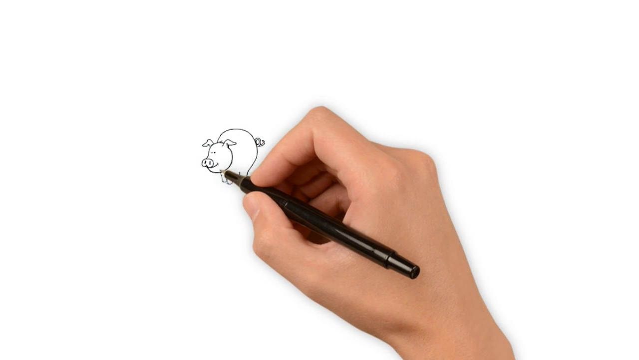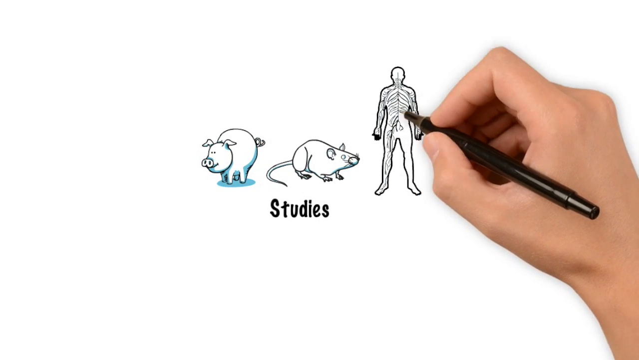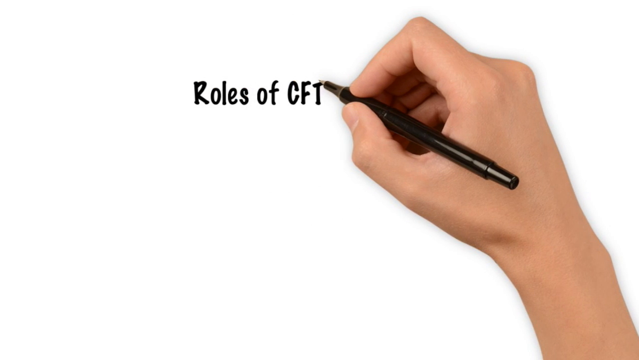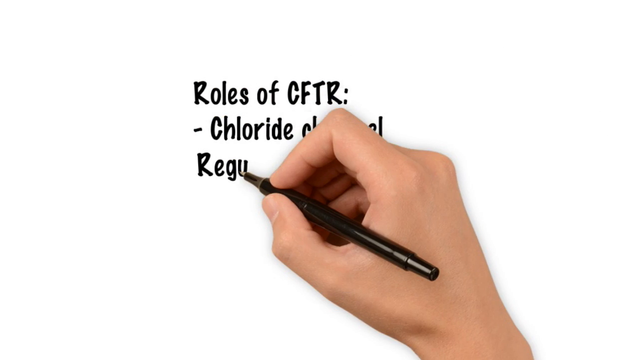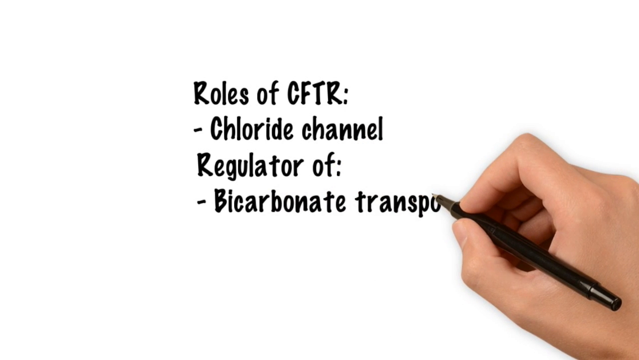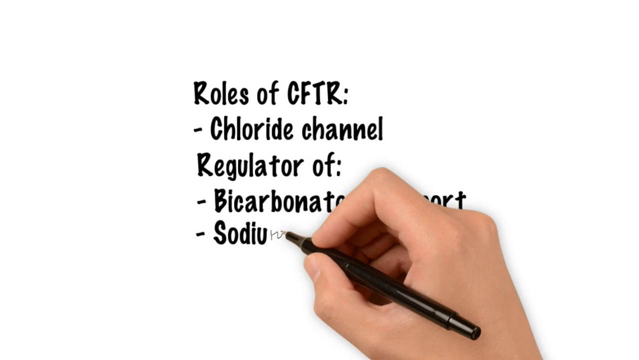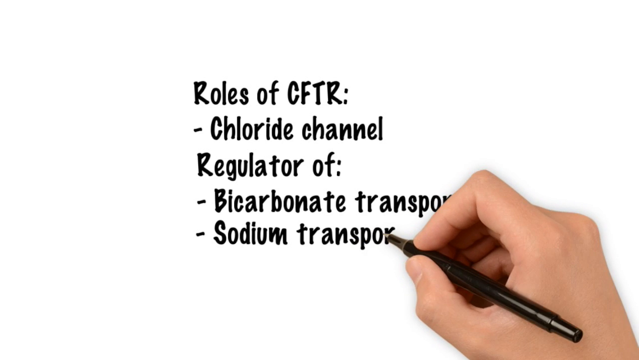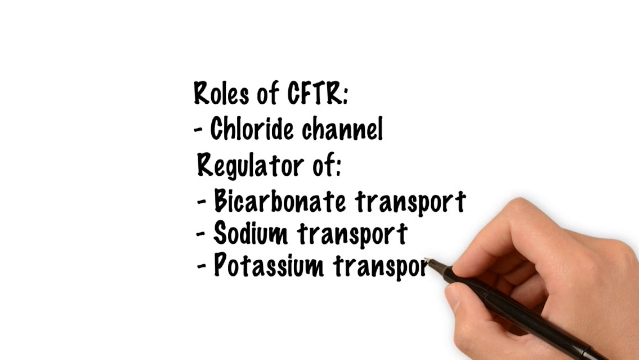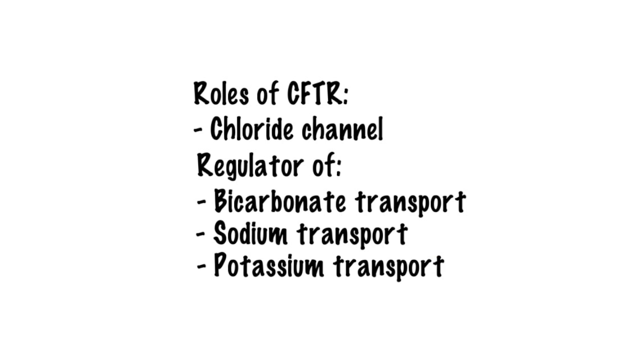Over the years, studies performed in pigs, rodents, and humans have provided evidence that, in addition to CFTR's role as a chloride channel, it is also an important regulator of bicarbonate transport via the Cl-HCO3 exchanger, sodium movement through the amiloride-sensitive Na+ channels, and potassium transfer via the ROMK-K+ channel.